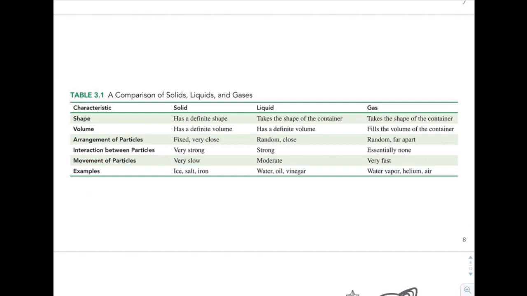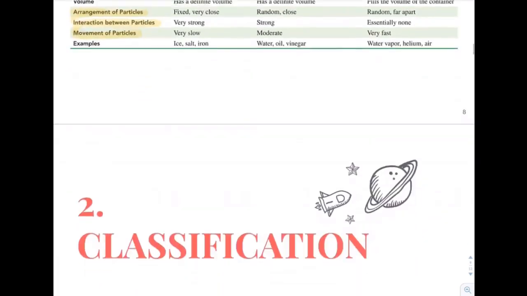What I want you to really look at is the interaction and arrangement of particles. So these 3 sections here, interaction, arrangement, and movement of the particles. I want you to pay attention to those because we're really going to start thinking about how particles interact with each other, and that's really the basis of chemistry, so we're going to get a good foundation in that.